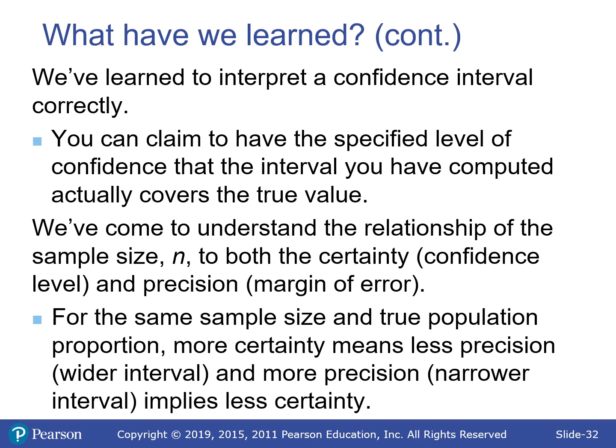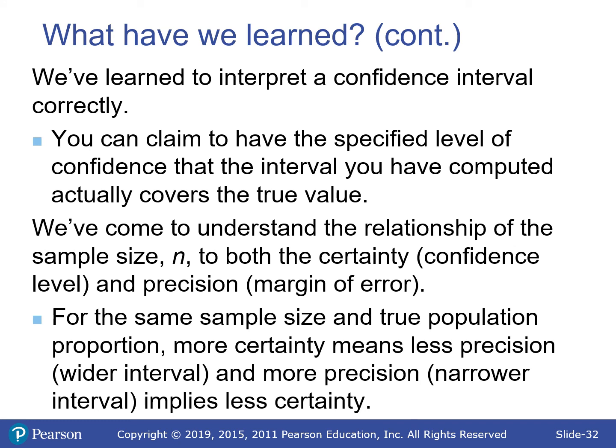We've learned to interpret confidence intervals. You can claim to have a specified level of confidence that the interval you have computed actually covers the true value. Again, I am 95% confident that the population proportion is in this interval. Understand the relationship of sample size to both the certainty and the precision. For the same sample size and true population proportion, more certainty means less precision.